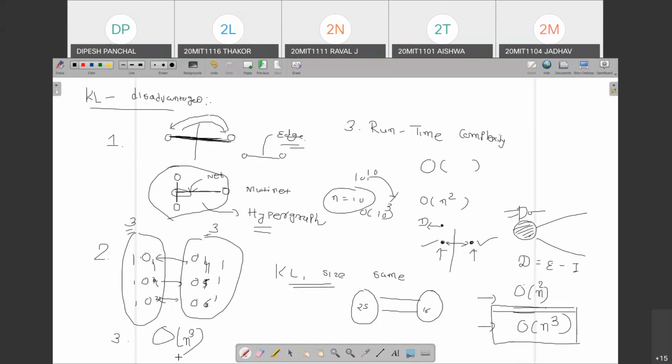So we have to handle all the problems of this Kernighan-Lin algorithm: runtime complexity, balanced partitioning with size. It should also be able to handle the multi-net hypergraph. These limitations we have to overcome by some modification in the algorithm. So we are going to start with the second algorithm, which is used to remove all the problems of this KL algorithm.